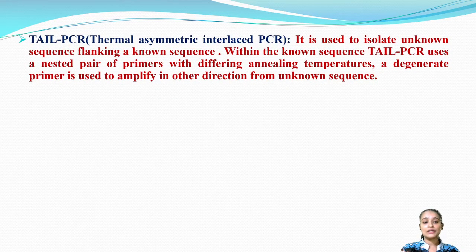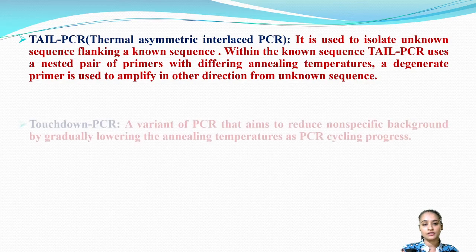Now what is TAIL PCR, which is called thermal asymmetric interlaced PCR? It is used to isolate the unknown sequence flanking a known sequence. Within the known sequence, this TAIL PCR is using a nested pair of primers with different annealing temperatures. So here what TAIL PCR is doing, it uses a nested PCR pair of primers with differing annealing temperatures. A degenerate primer is used to amplify in the other direction from the unknown sequence.